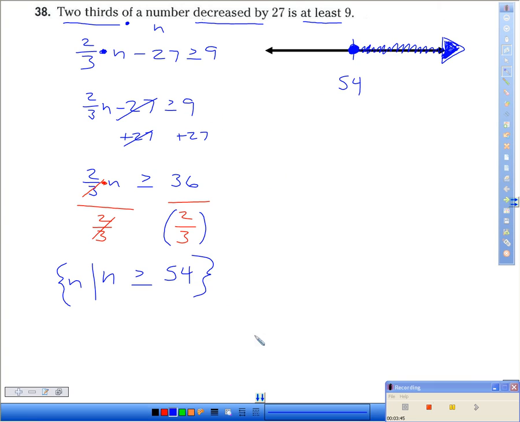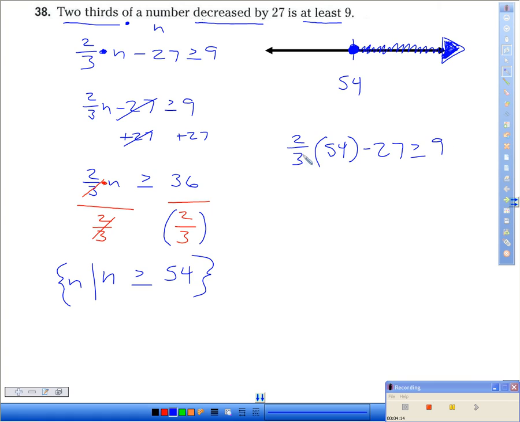So let's just pick one of those numbers. You can pick any number that is greater than or equal to 54. Since it says greater than or equal to 54, let's use 54. I'll do 2/3 times 54 minus 27 is greater than or equal to 9.